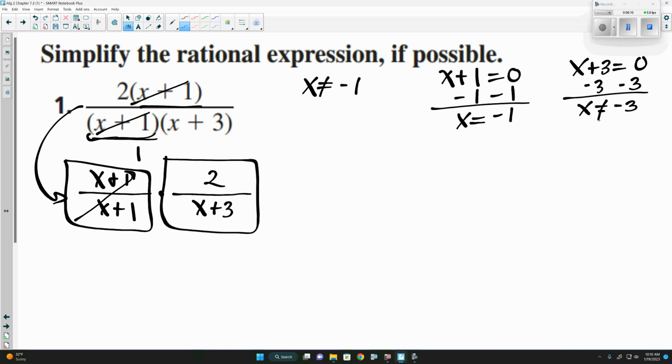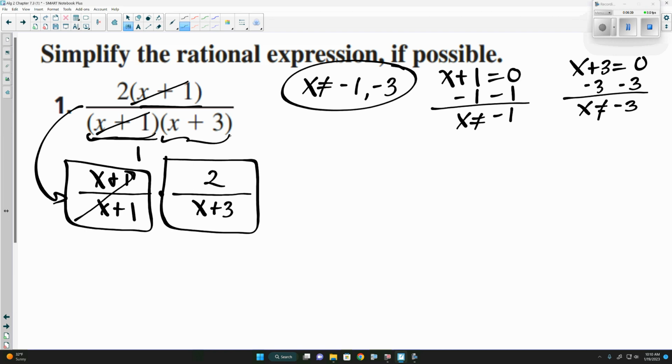So x cannot be, or this is if we're asked for restrictions. So if we're asked for the restrictions, what values of x can we not have? Because if x, especially for the beginning one, was -1 or -3, it would cause the denominator to be 0, because we have that multiplication. So we can't have -1 or -3.